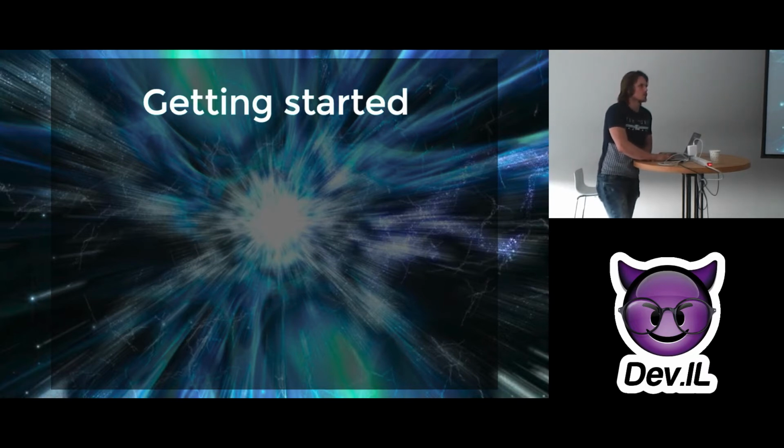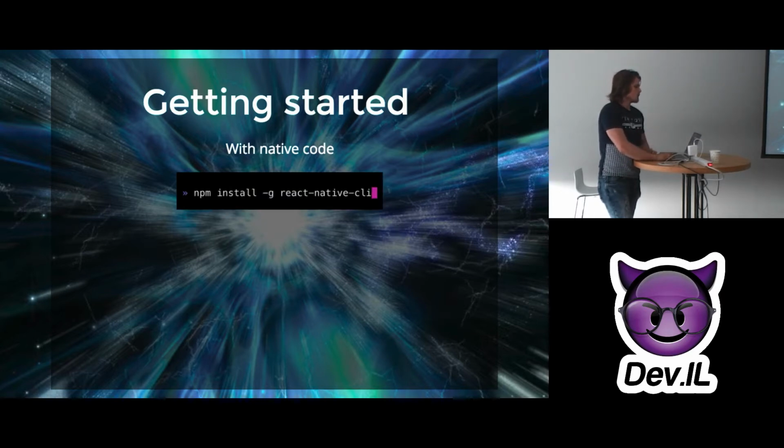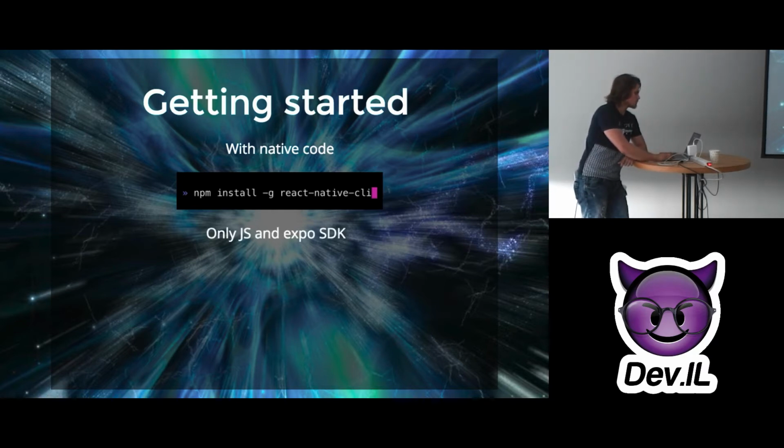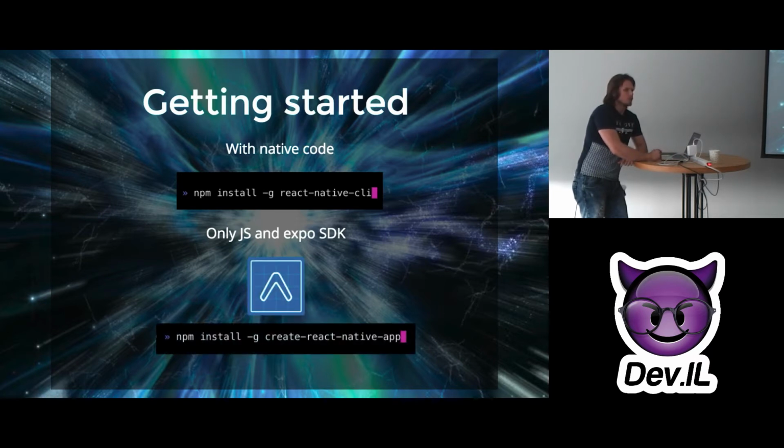Until a year and a half ago, we had one option. We had to install a bunch of dependencies for Android, for iOS, and basically we used one tool. We did npm install global React Native CLI, and then we had a CLI to generate our application. Now we have another option.